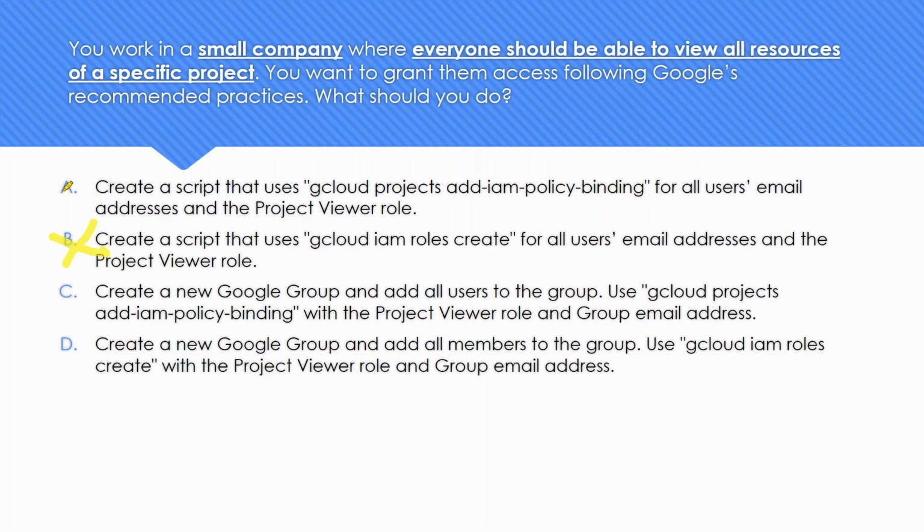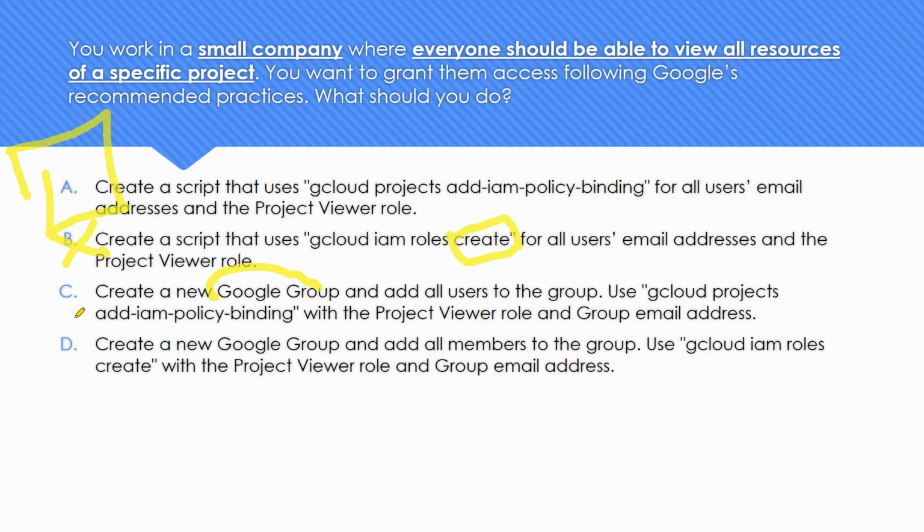No worries on it. So A is a possible answer. May not be the best. I'm not sure. So let's look into it. B is totally not good because I'm creating roles. What I want is a policy binding. Add IAM policy binding is what I'm looking at because they have to get viewer access, everybody. C: create a Google group and add all users to the group. Perfect. Use gcloud projects add IAM policy binding with project viewer role and group email address. Perfect. This is what you need basically to do this.